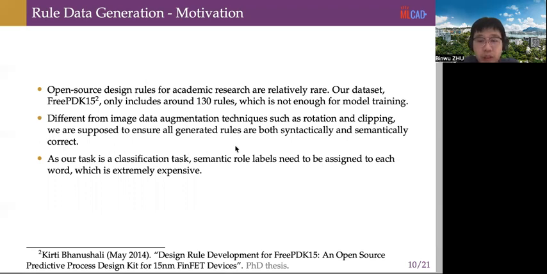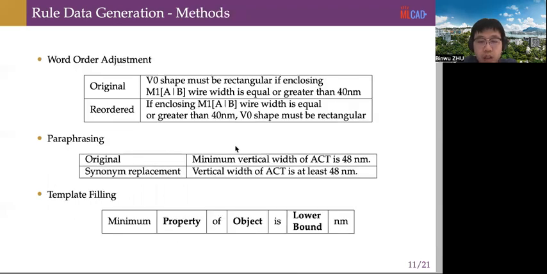Considering these drawbacks, we need to design customized generation methods for our task. And here are three methods that I propose to expand our raw data. The first one is word order adjustment.